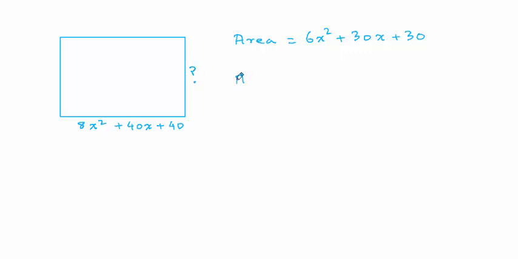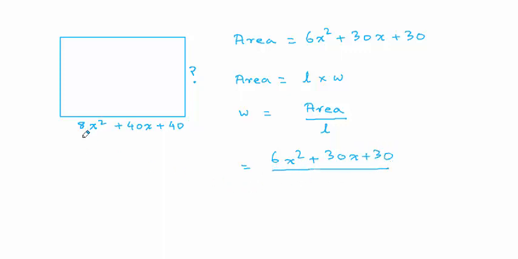We know that the area of a rectangle is given by the product of its length and width, and therefore the width is always equal to the area divided by the length. We know the area, that's 6x squared plus 30x plus 30, and that needs to be divided with the length, which is 8x squared plus 40x plus 40. Time for us to factorize the numerator and the denominator.